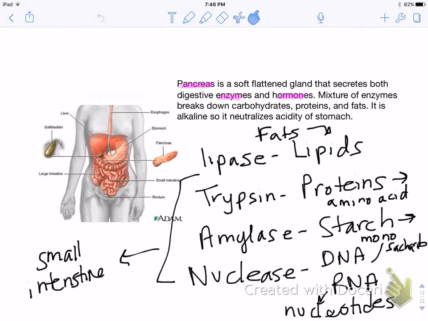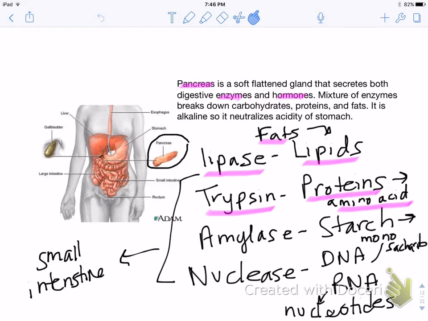The pancreas, which is located next to the small intestine, releases important enzymes into the small intestine. The pancreas releases lipase, which breaks down fats into lipids. The pancreas also releases trypsin into the small intestine, which breaks down proteins into amino acids.